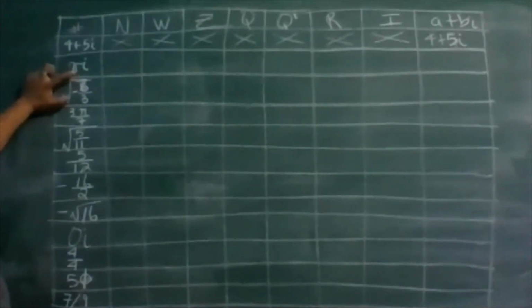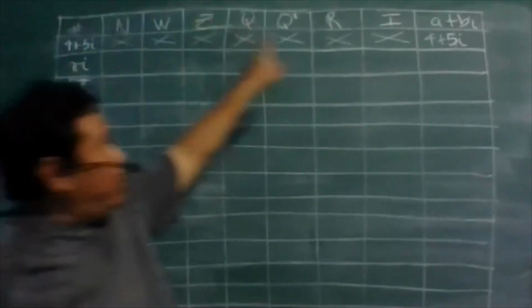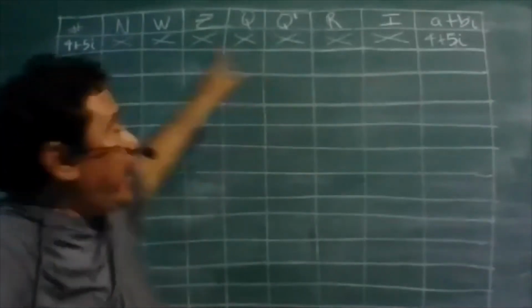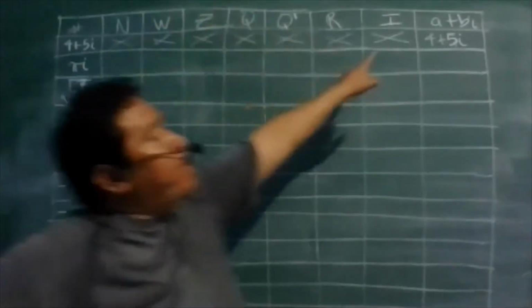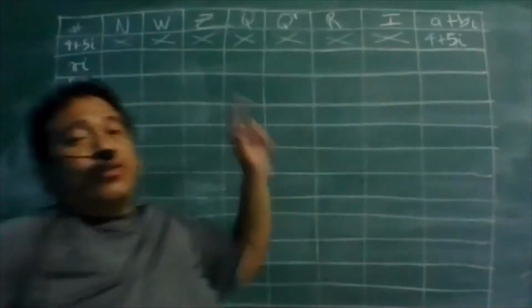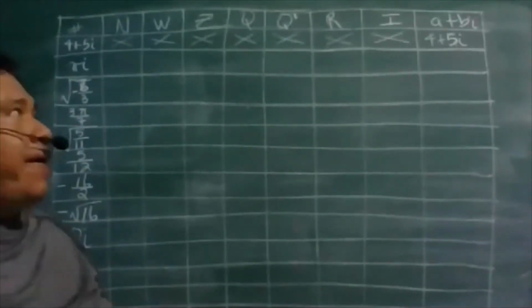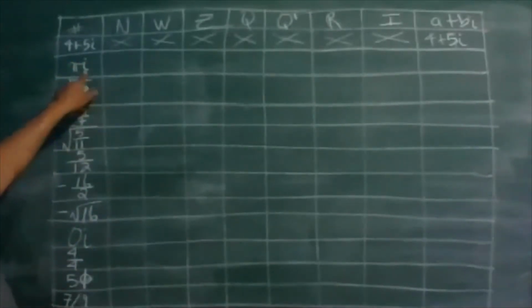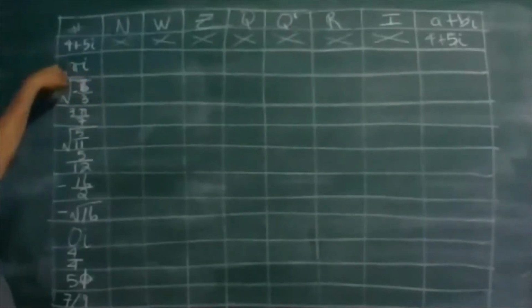Let's look at the second one. The second one says pi i. Now, the pi is irrational, but the i is imaginary. So at this point, you should know which one supersedes which one. Which group is a bigger group? In this case, the i is superior to the pi.